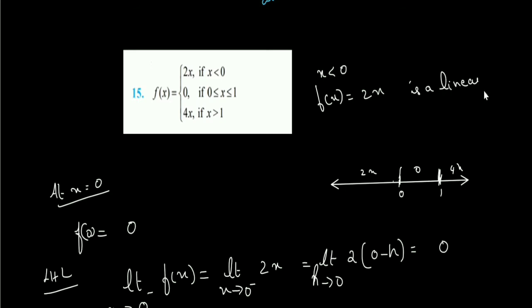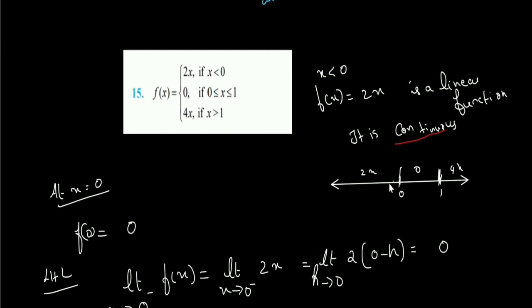It is continuous. A linear function is a polynomial with degree 1. So less than 0, the function is continuous. Now we have to find at 0. How do you find at 0? The value of the function at 0, you have to check. At 0, the value of the function is 0. So f of 0 is 0.